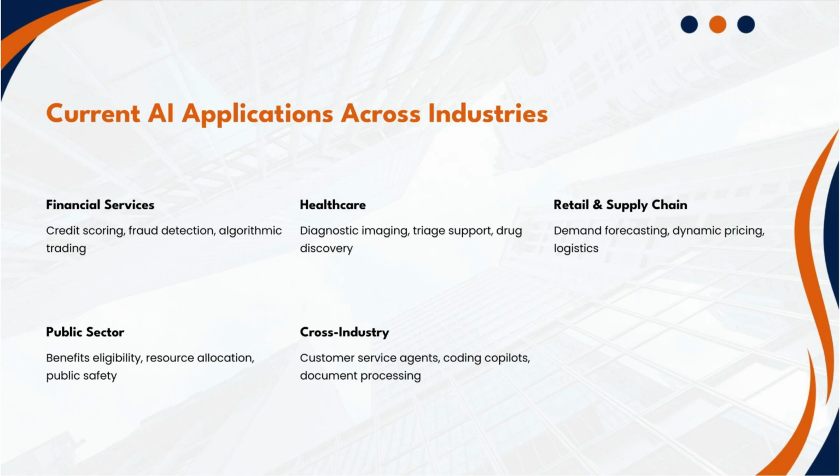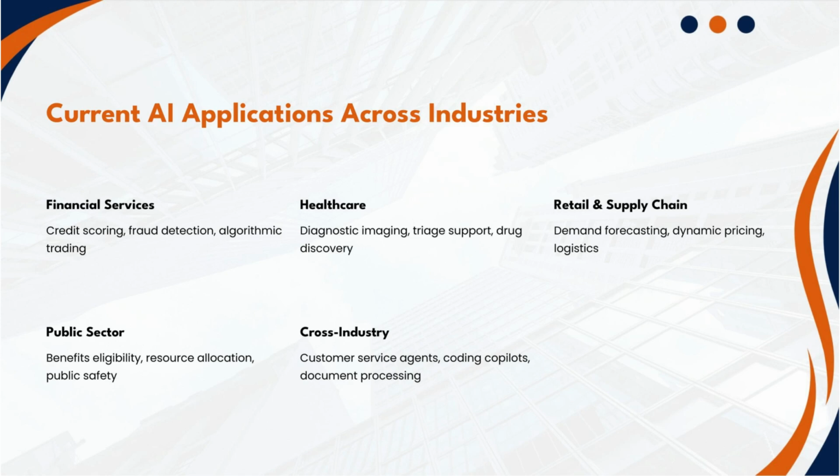Start with banking. Every card transaction you make runs through models scoring it for fraud in milliseconds. Credit decisions, anti-money laundering alerts, algorithmic trading. Financial services was early and is now deep. Healthcare. Radiology models flagging findings on scans. Sepsis prediction tools watching vitals in ICUs. Drug discovery narrowing millions of compounds down to hundreds.